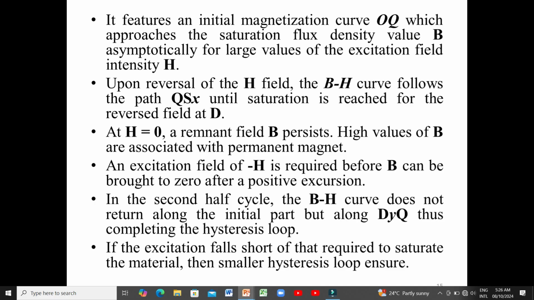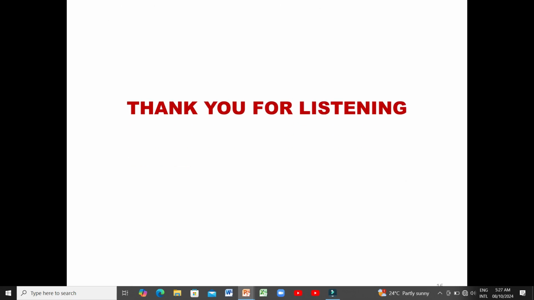Upon reversal of the H field, the BH curve follows the path QSX until saturation is reached for the reversed field at D. At H equals 0, a remnant field B persists. High values of B are associated with permanent magnets. An excitation field of minus H is required before B can be brought to 0 after a positive excursion. In the second half, the BH curve does not return along the initial path, but along DYQ, thus completing the hysteresis loop. If the excitation falls short of that required to saturate the material, then a smaller hysteresis loop exists.